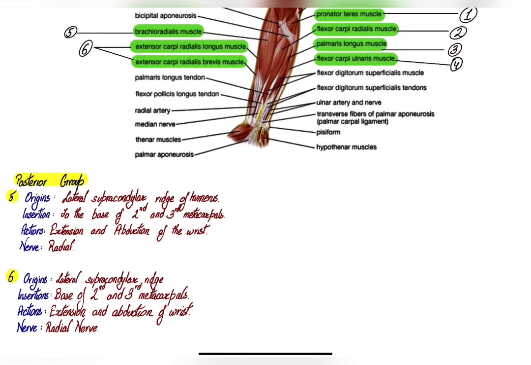Now the next muscles are the extensor carpi radialis longus muscle and extensor carpi radialis brevis muscle. They both originate from the lateral supracondylar ridge, and they both have their insertion on the base of the second and the third metacarpal. The action is the extension and abduction of the wrist, and the nerve is the radial nerve.